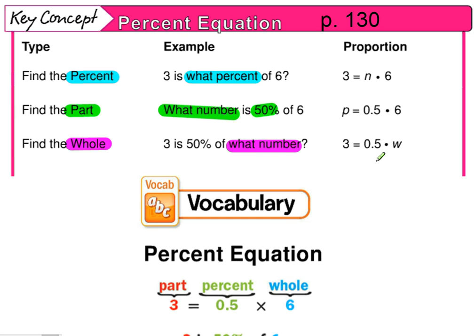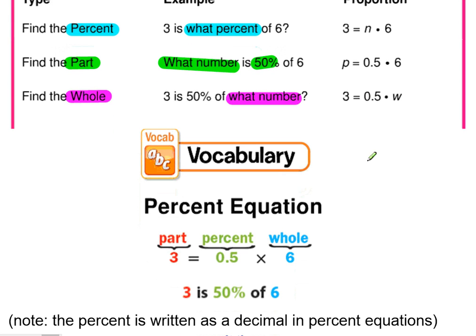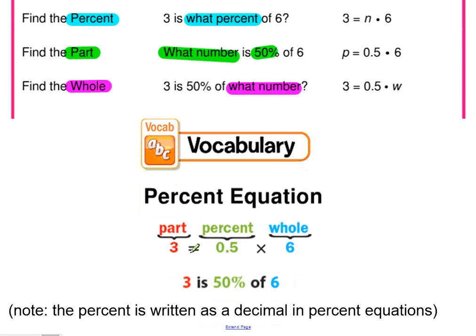whole in our variable. Our vocabulary is percent equation, and to find the percent equation, remember that part is equal to percent times the whole. So if the part is 3, 3 is 50% of 6. Note that the percent is always written as a decimal when we're solving percent equations. So 50% becomes 0.5.